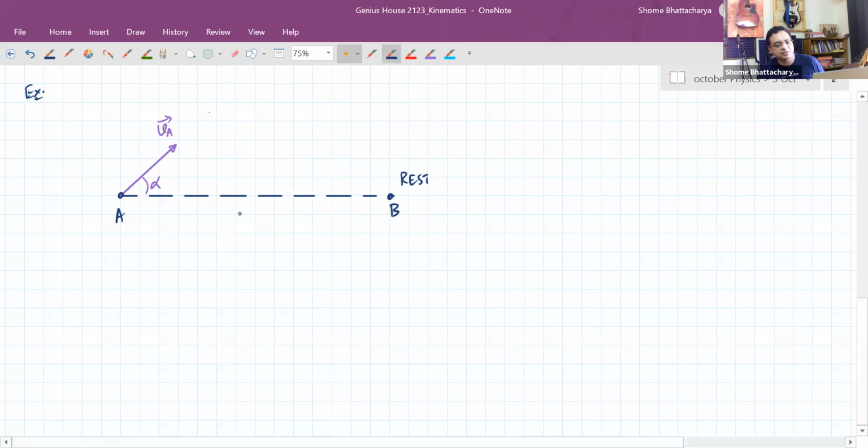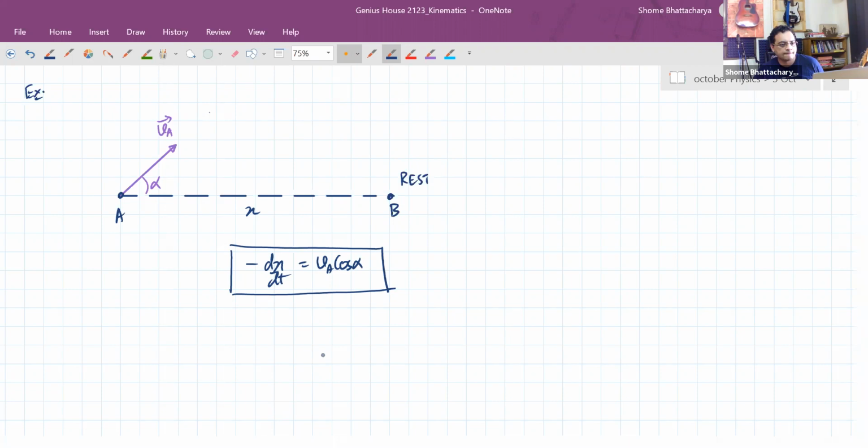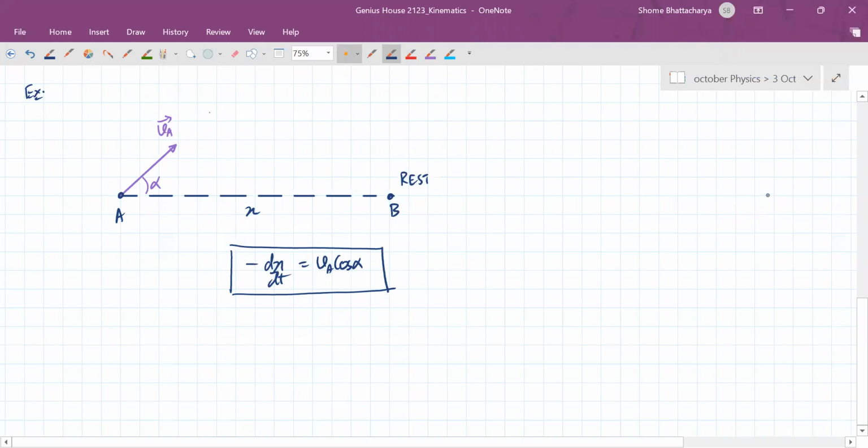So if the distance between A and B is x now, you can see that minus dx by dt at that given instant will become the magnitude of VA times cos alpha. Now you have to understand how I can justify this, whether this makes sense or not. So let's visualize the situation. Does it make sense? Yes. So we will separate it into components, and the sine component will be the vertical motion with gravity g downwards.